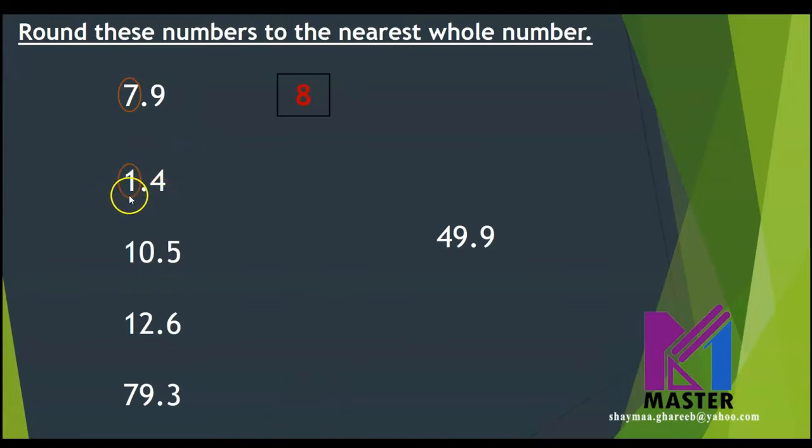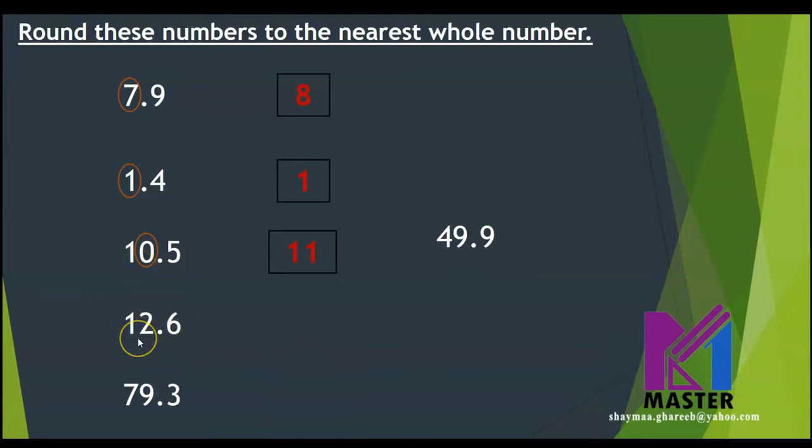1.4, I will round the whole number in the units place. This 4 is less than 5, which means the number will be rounded down. So 1.4 will be 1. 10.5, so I'm going to round the whole number, which is the 10, by looking at the digit in the tenths place, which is 5, and we said 5 or more, we round up. Then the 10 will be 11.